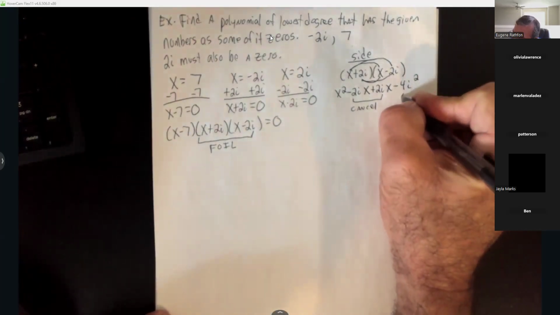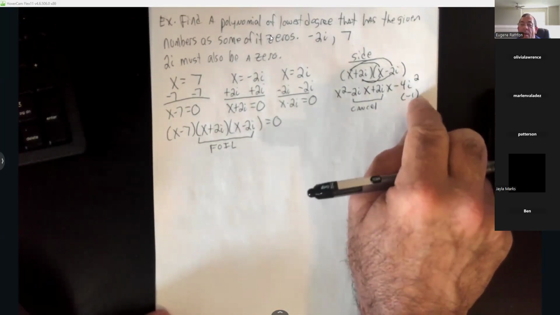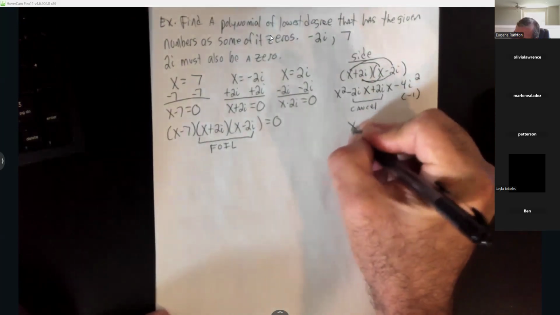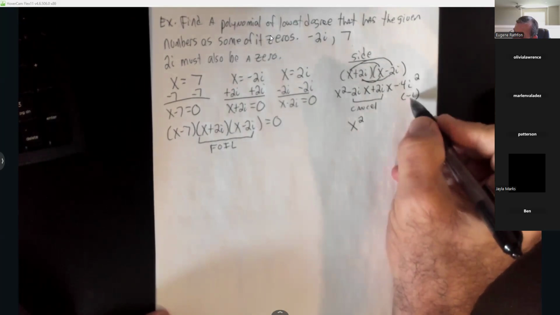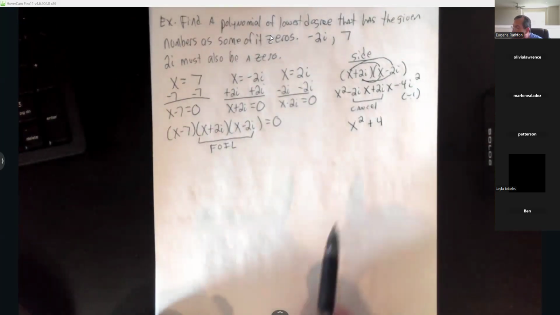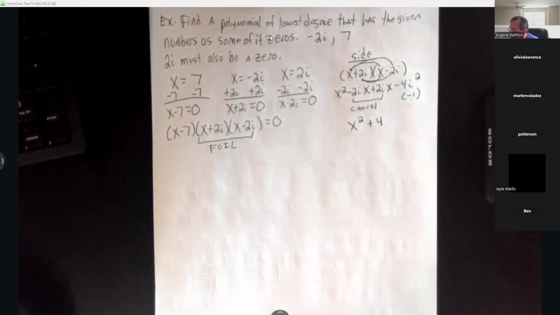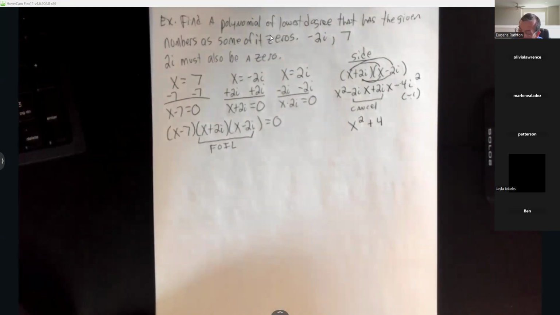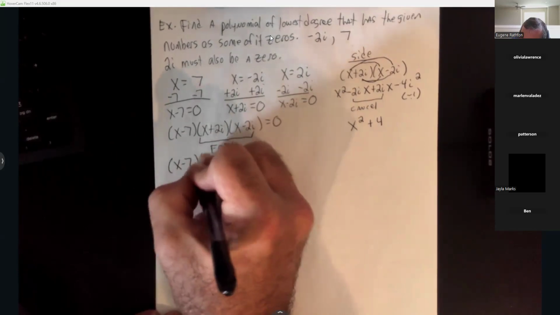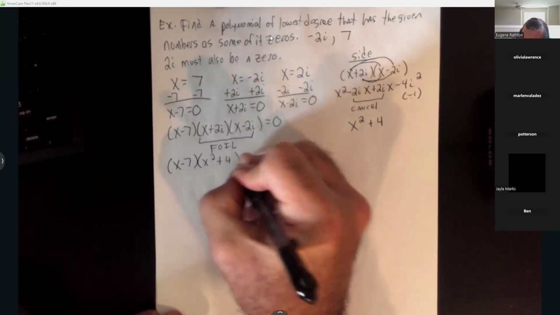And once again, i squared equals negative 1. So we're replacing the i squared with a negative 1. So this is going to end up as x squared. Negative 4 times negative 1 makes that a positive 4. Remember, we said they always come up positive on the imaginary. All right, y'all, so filling that in, I got my x minus 7 times my x squared plus 4.